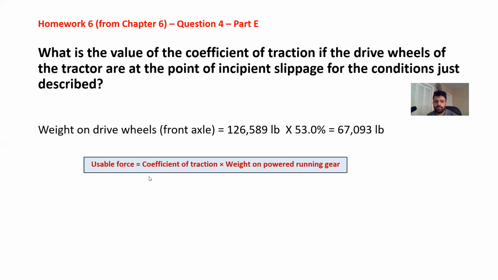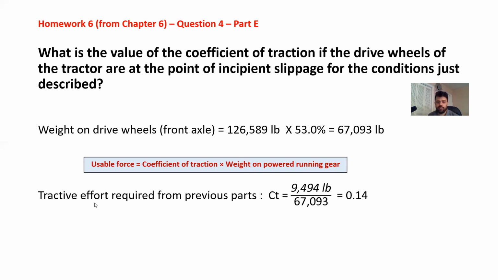Now, we know the usable force is the coefficient of traction multiplied by the weight on the powered running gear. This is why we did this: when we are using this equation, you should not consider the entire weight of the machine, of the equipment. You should consider the portion of the weight that is on the powered running gear.